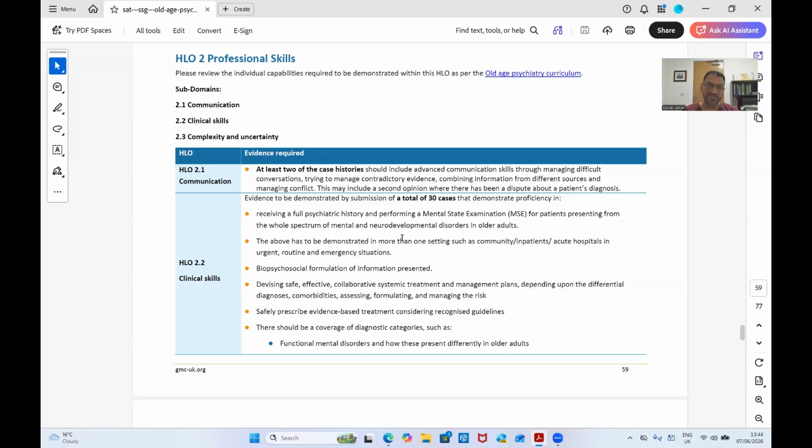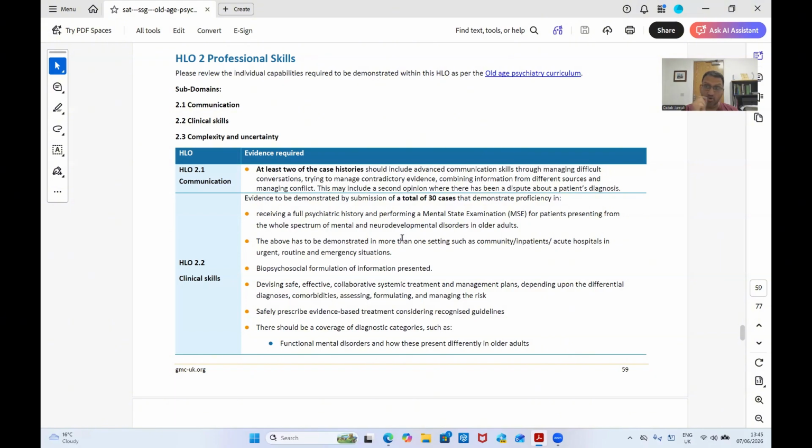Include maybe schizoaffective disorder, but in schizoaffective disorder as well, make sure you're showing variety. Schizoaffective disorder of depressive type or manic type or mixed. So you're showing a variety of cases which demonstrate your skill of providing appropriate diagnoses.